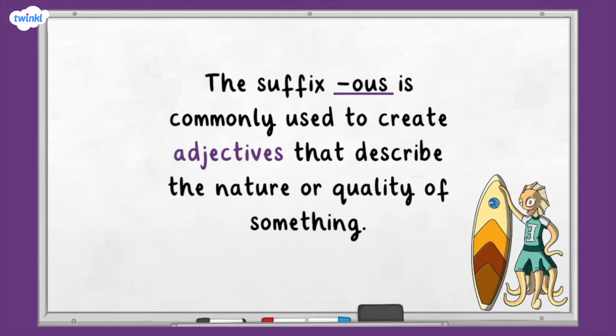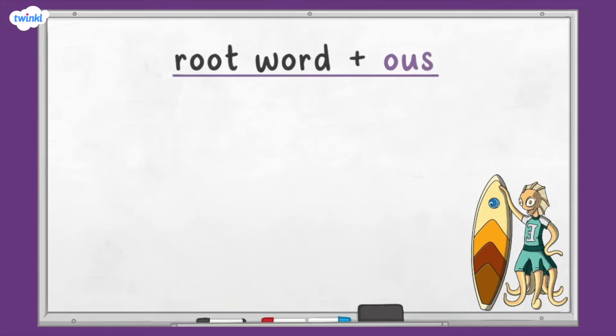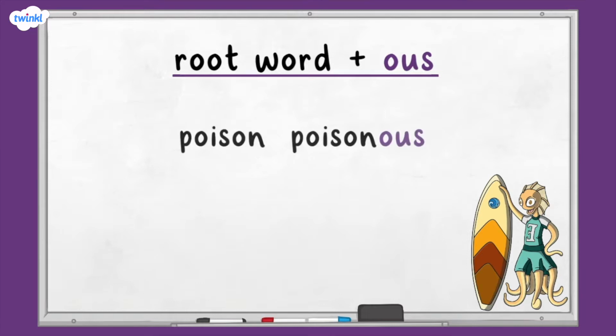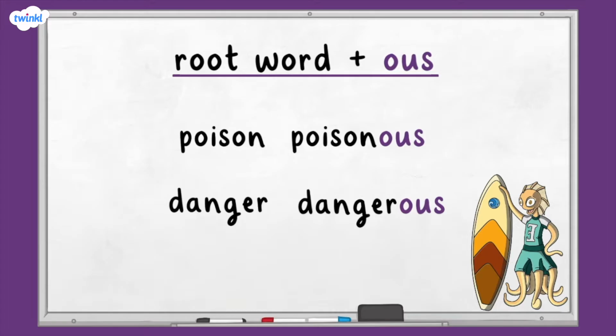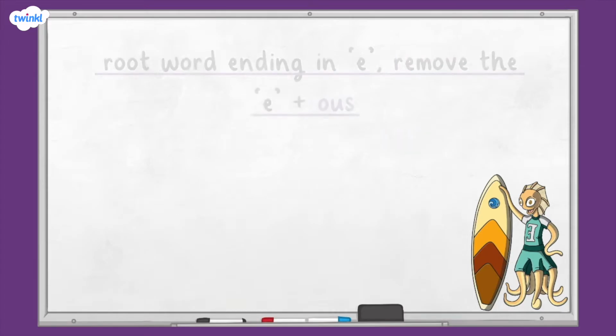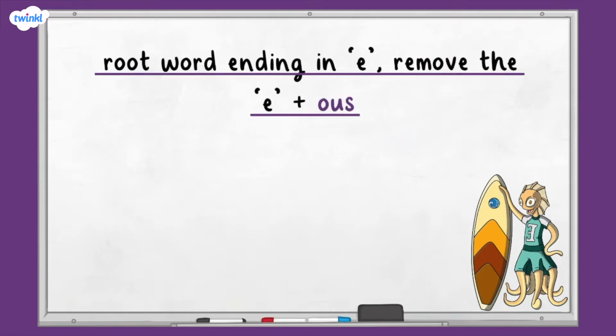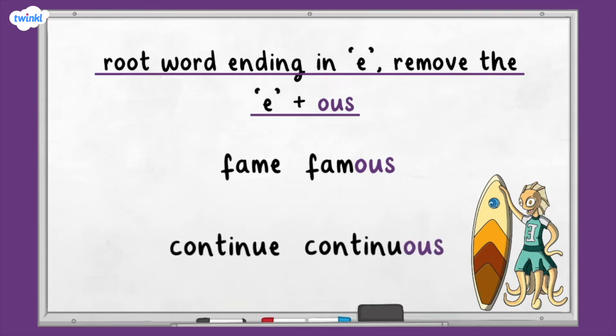Let's take a look at some spelling rules that can help you to spell some words ending in ous. In some words, ous is added straight to the root word with no change in spelling. For example, poison becomes poisonous, and danger becomes dangerous. Sometimes, if a root word ends in e, the e will be dropped before the suffix ous is added. For example, fame becomes famous, and continue becomes continuous.